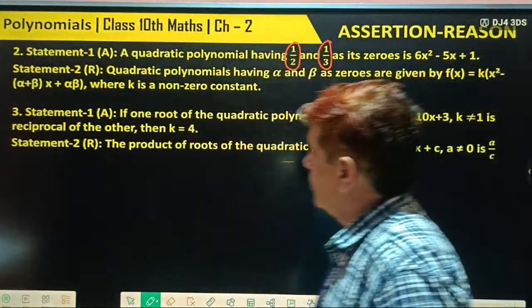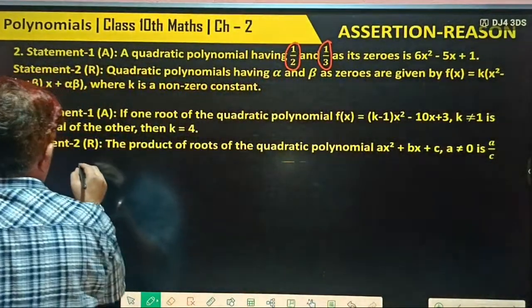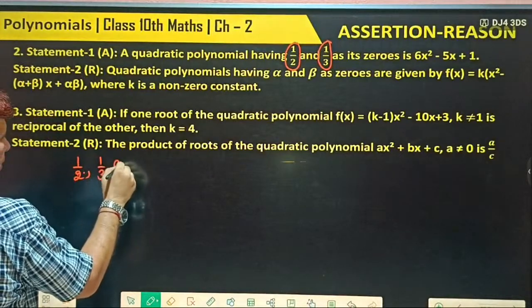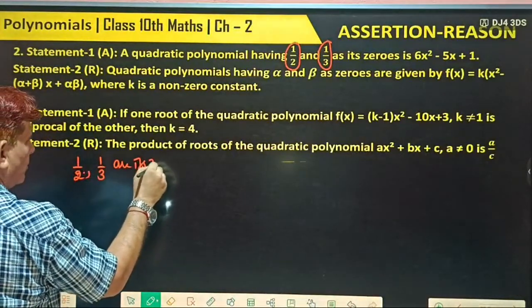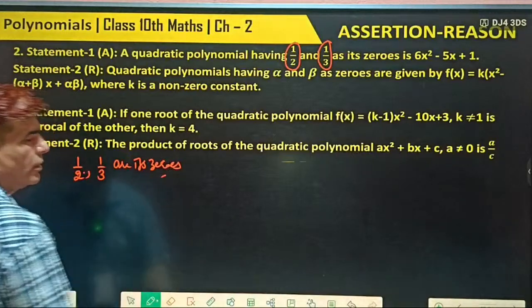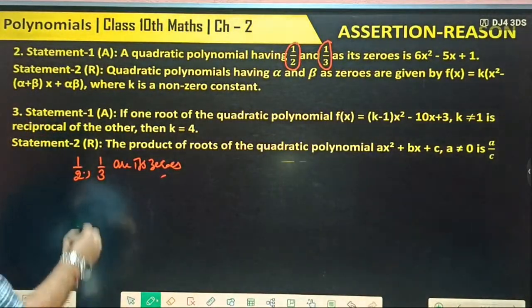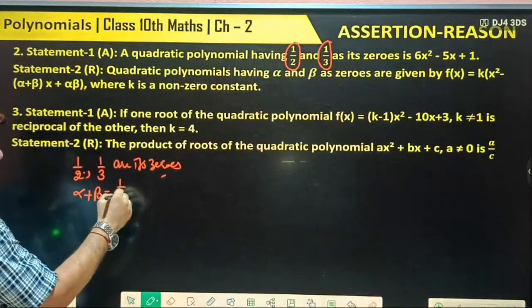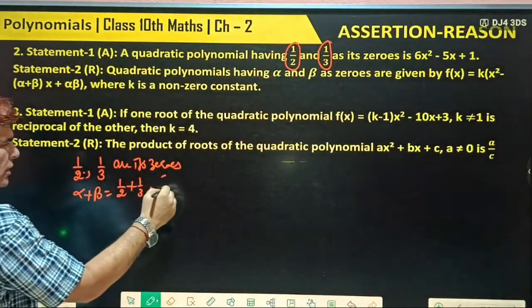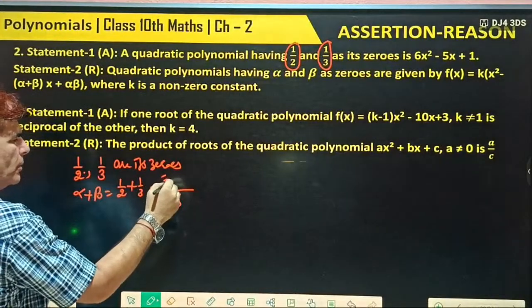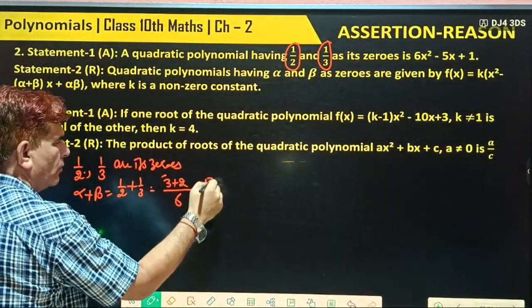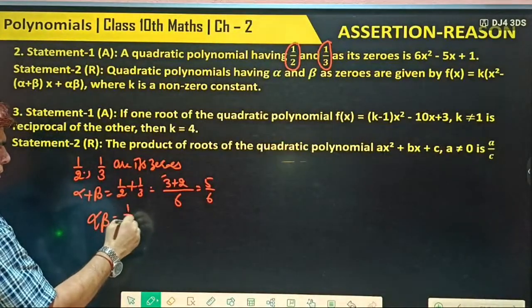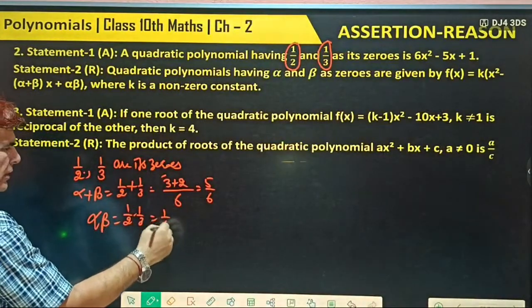So I'm solving here: 1 by 2 and 1 by 3 are its zeros. So the sum of the zeros, alpha plus beta, is equal to 1 by 2 plus 1 by 3. So 6 is your LCM. 3 plus 2, how much? 5 by 6. Alpha beta is equal to 1 by 2 into 1 by 3, equal to 1 by 6.